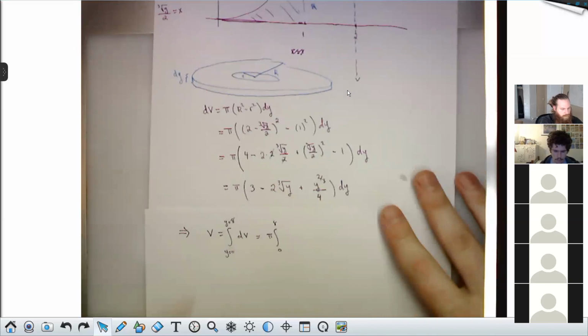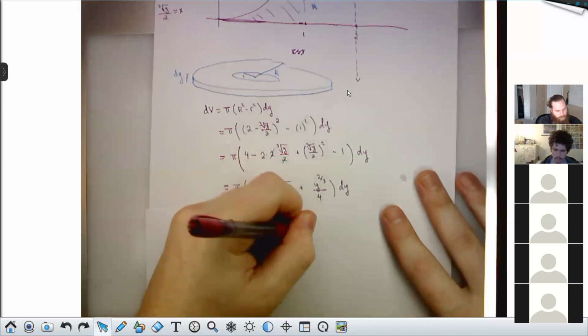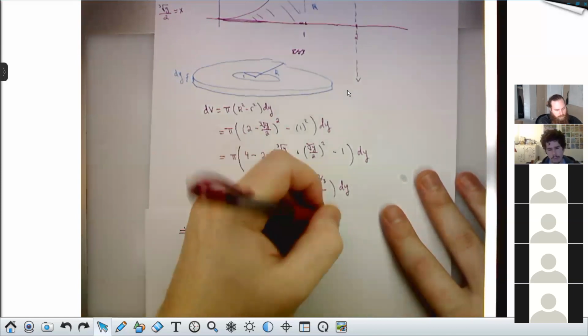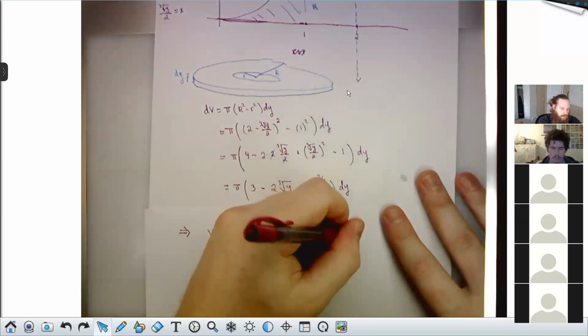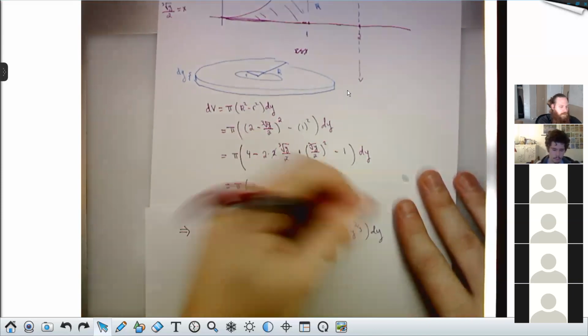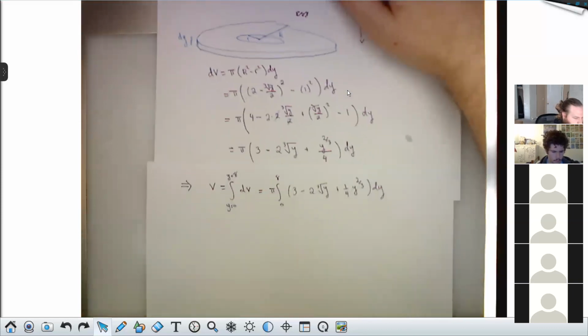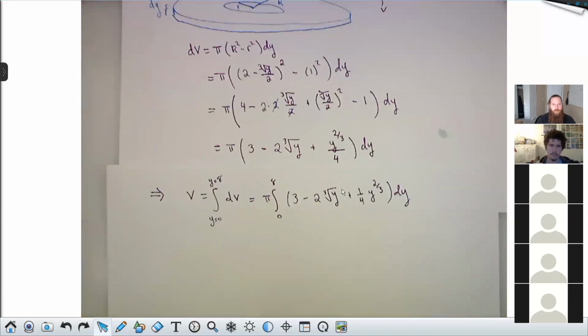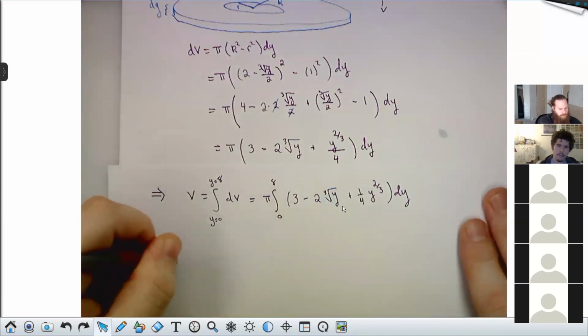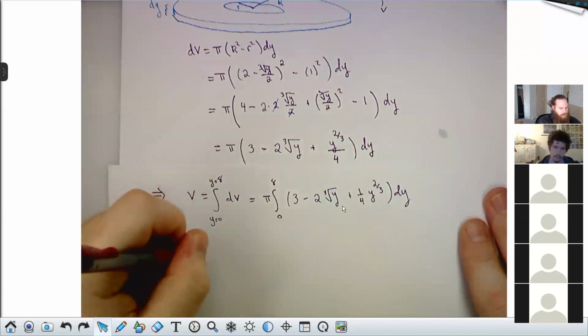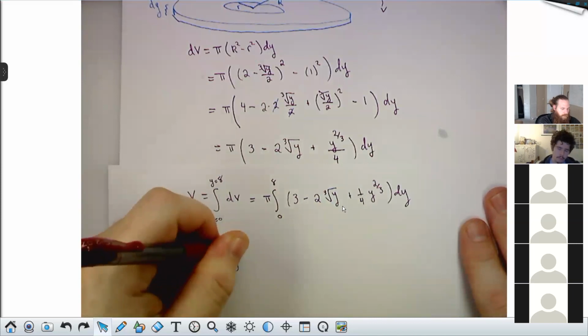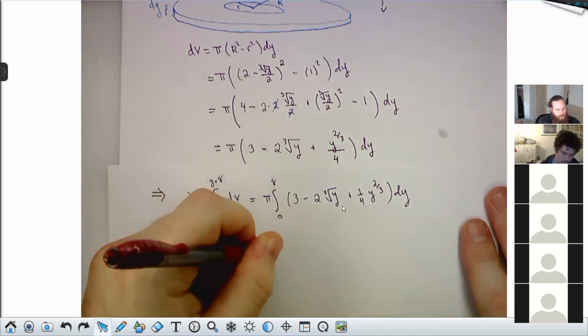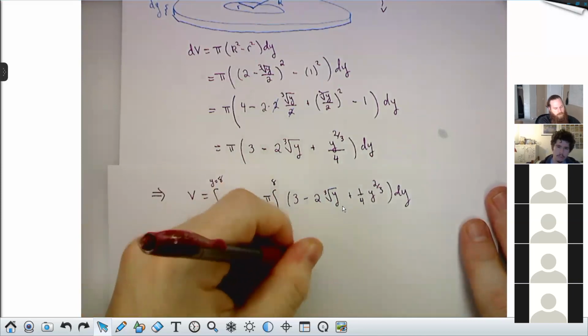This stuff. So that's 3 minus 2 cube roots of y plus 1/4 y to the 2/3 dy. Now the only thing I need to do before I can evaluate this integral is rewrite this cube root of y as a power. That's pi times the integral from 0 to 8 of 3 minus 2y to the 1/3 plus 1/4 y to the 2/3 dy.